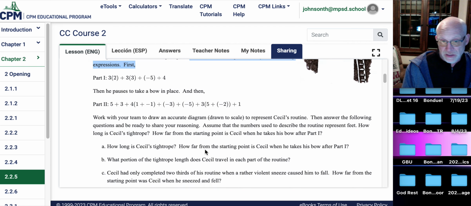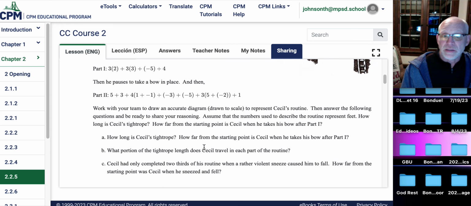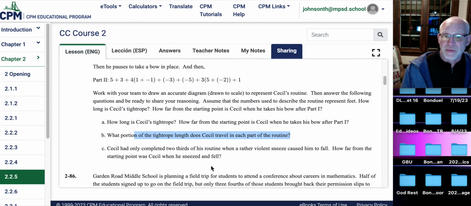How long is Cecil's tightrope? How far from the starting point is Cecil when he takes his bow after part 1? How long is the tightrope? Okay, what portion of the tightrope length does Cecil travel in each part of the routine? And Cecil only completed 2/3 of his routine when a rather violent sneeze caused him to fall. How far from the starting point was Cecil when he sneezed and fell?